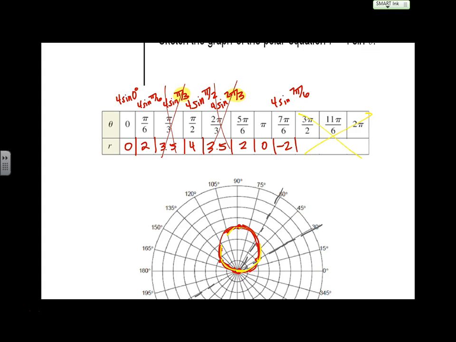So maybe we could choose our values a little bit strategically and say, let's forget the yucky root 2 over 2s and root 3 over 2s if we can, and let's just stick with the zeros, the 1/2s, and the 1s all around in different quadrants.